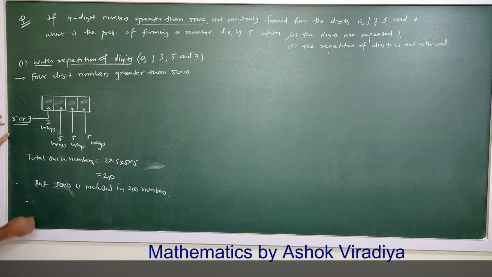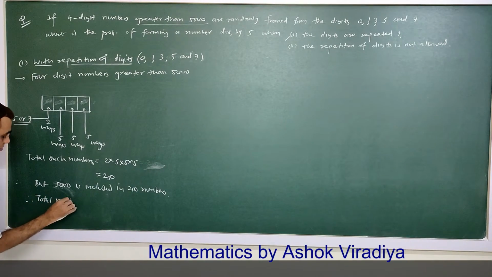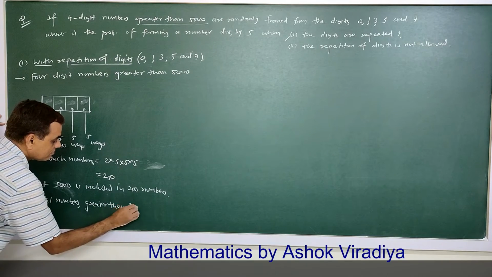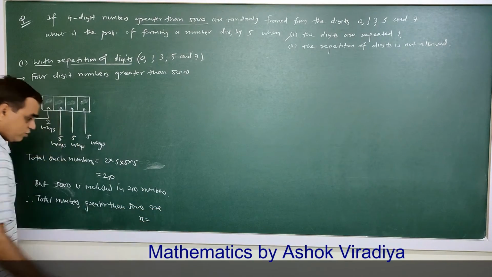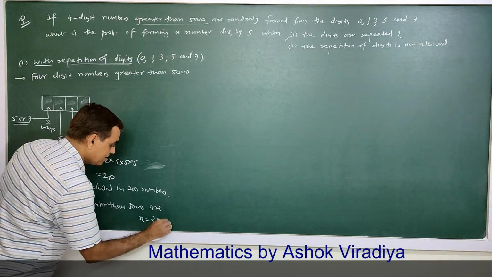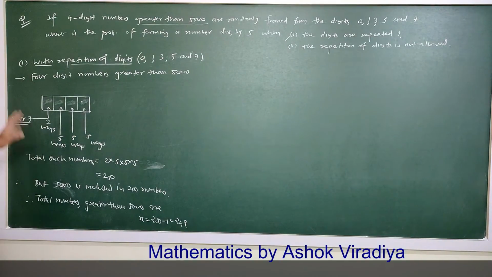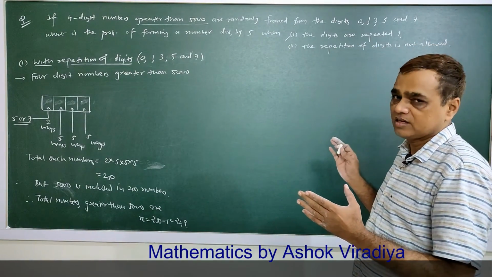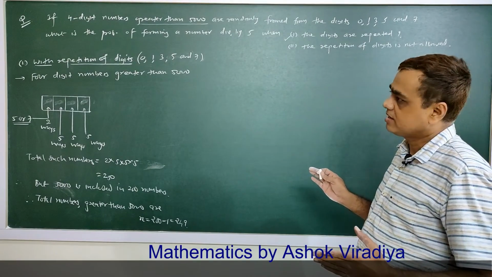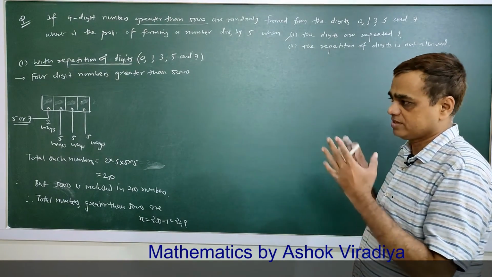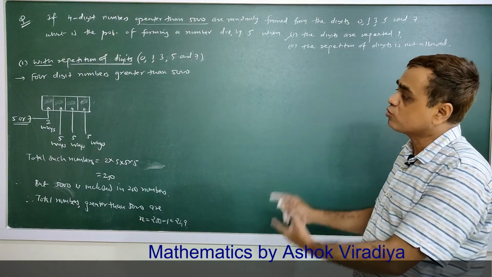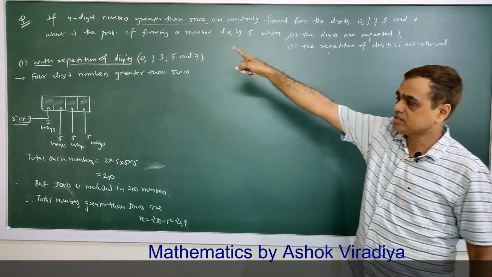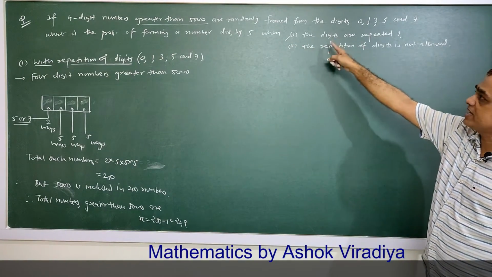Therefore, the total numbers which are greater than 5000 are n equal to 250 minus 1, that is 249. There are 249 numbers in which digits are repeated, the numbers are 4-digit numbers, and all are more than 5000. So this is the total number of outcomes when we perform this experiment of formation of 4-digit numbers, which are all more than 5000 and with repetition.